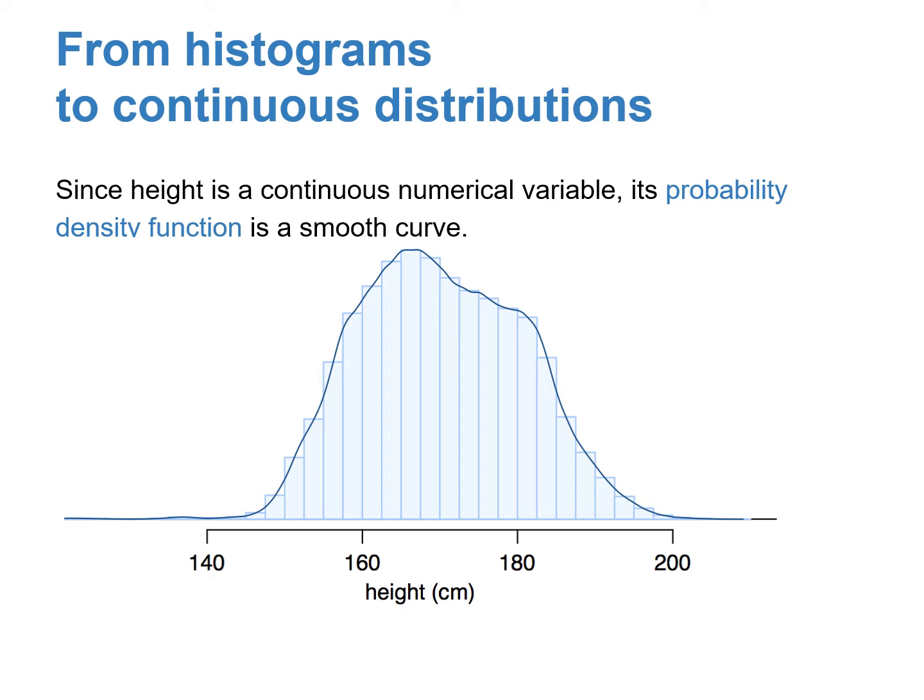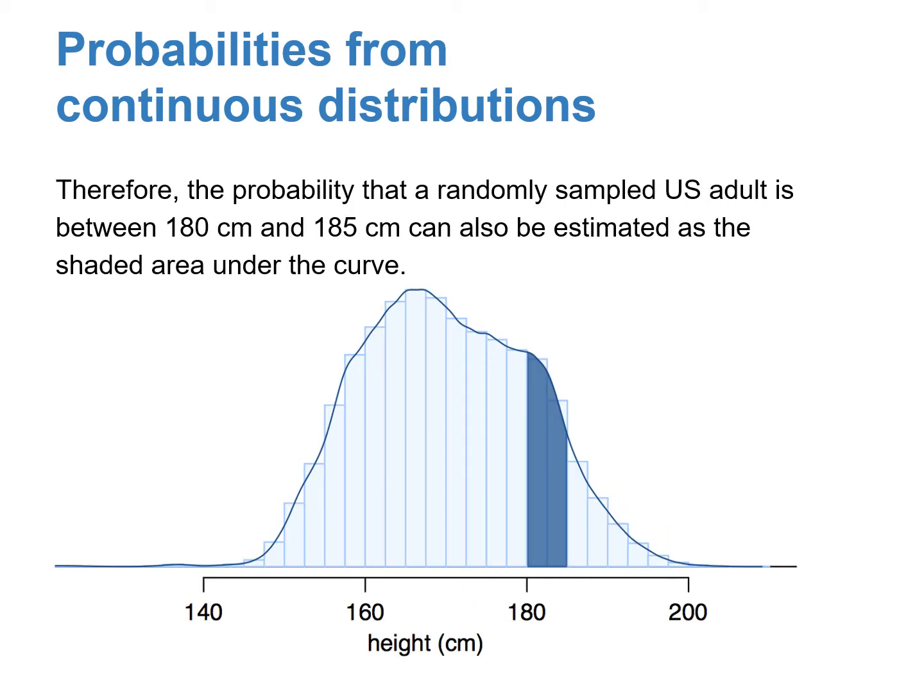we call a probability density function, which is a smooth curve that has the total area under the curve equal to 1. And if we then want to find probabilities from these smooth density functions, these continuous distributions, we can do it by figuring out what proportion of the distribution is under this curve in the range of values we want.